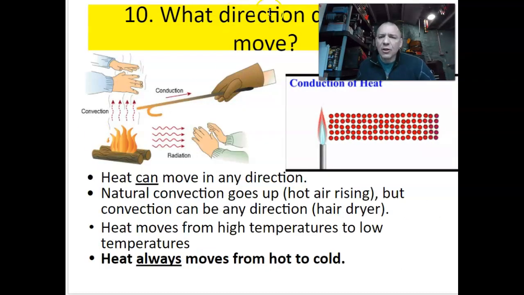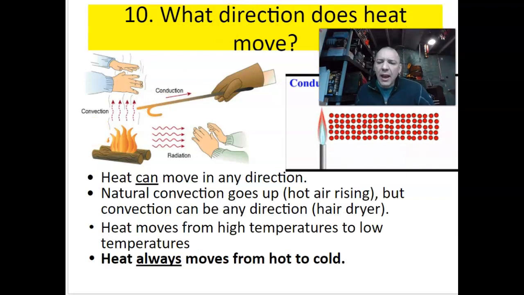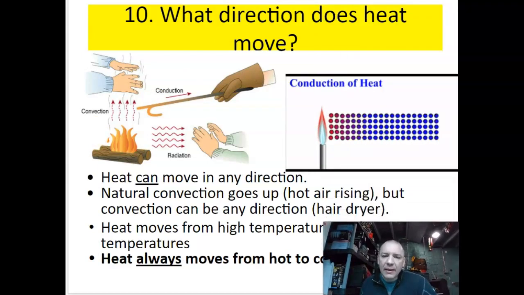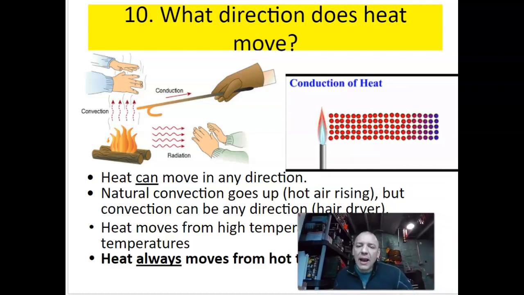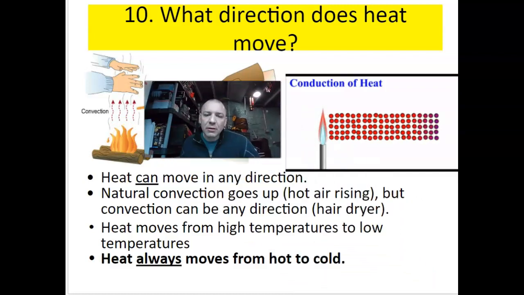All right, so the last one here is, what direction does heat move? And everyone wants to say heat moves up, and that is not what we want to say. So hot air can move up, but heat can move in any direction. And we have here from conduction, the heat's moving sideways. Here's an example of convection, where the heat was moving up with the hot air. But then we have radiation over here, which can move in any direction. So heat can move in any direction.